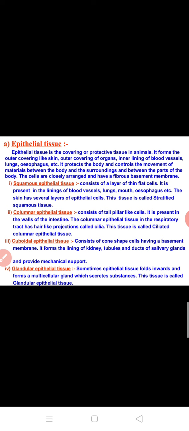The skin, the lining of the mouth, the lining of blood vessels, lung alveoli, and kidney tubules are all made of epithelial tissues. Epithelial tissue cells are tightly packed and form a continuous sheet. They have only a small amount of cementing material between them and almost no intercellular spaces. You can see here, these are epithelial tissues.